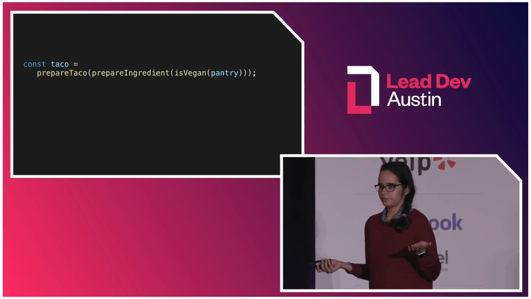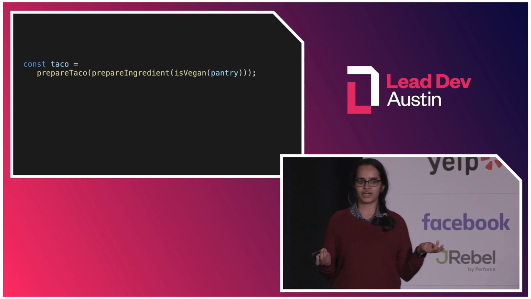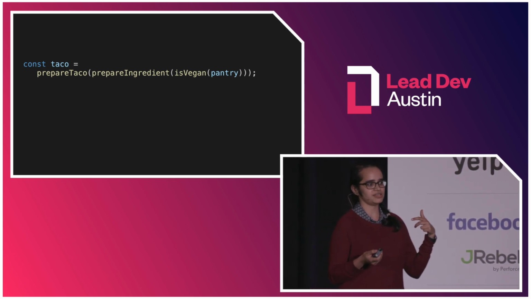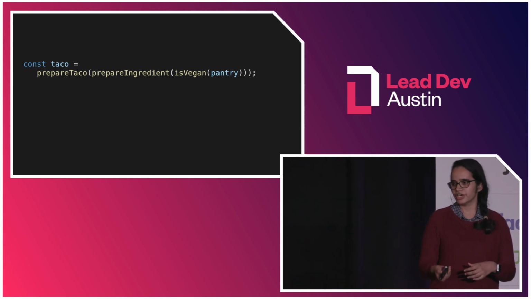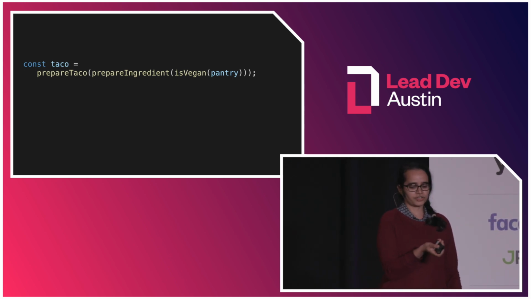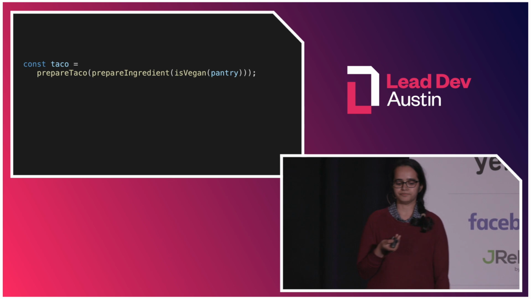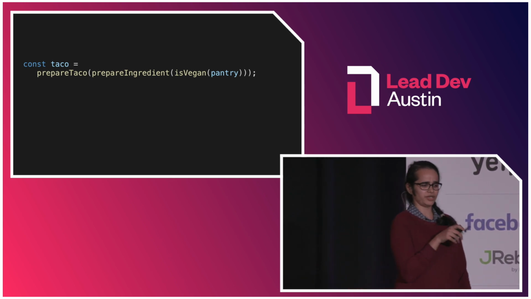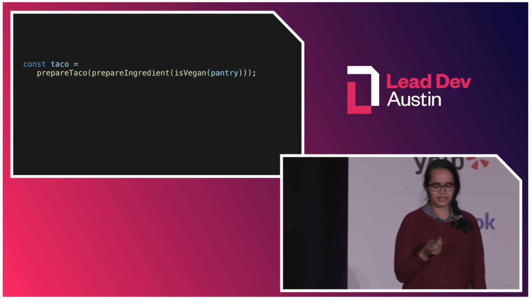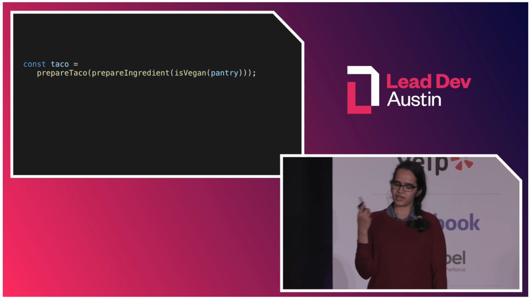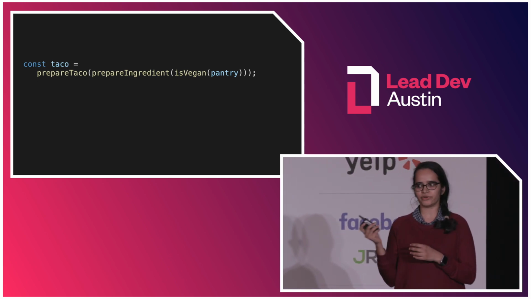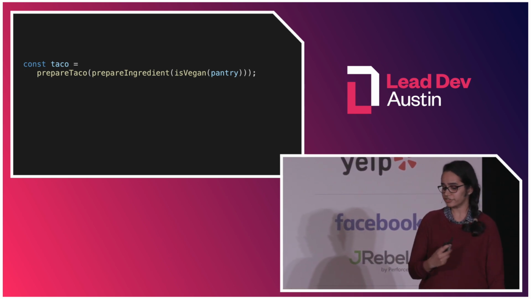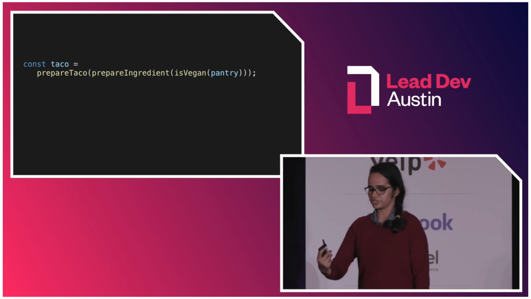So in JavaScript, we can cheat a bit, right? JavaScript does accept a function as an argument and can also produce a function as an output. So you could technically write all of that code in a single line like this. But it's not so readable, right? Does that mean that we are preparing the taco first and then calling prepare ingredient? Not really that readable, right? It's basically trying to evaluate everything from right to left, because it runs the isVegan function first.